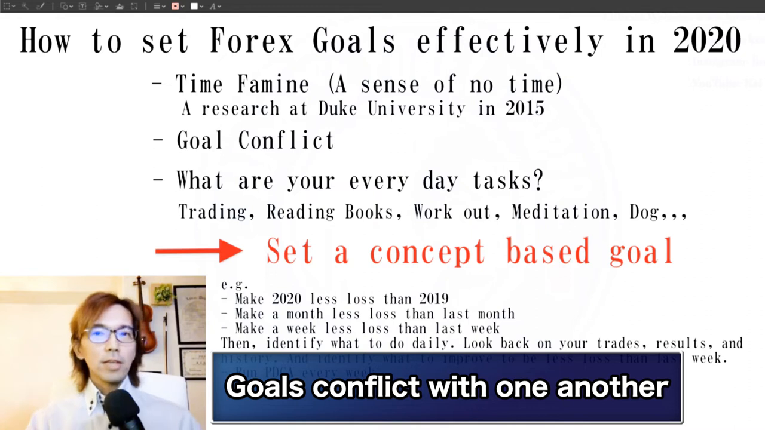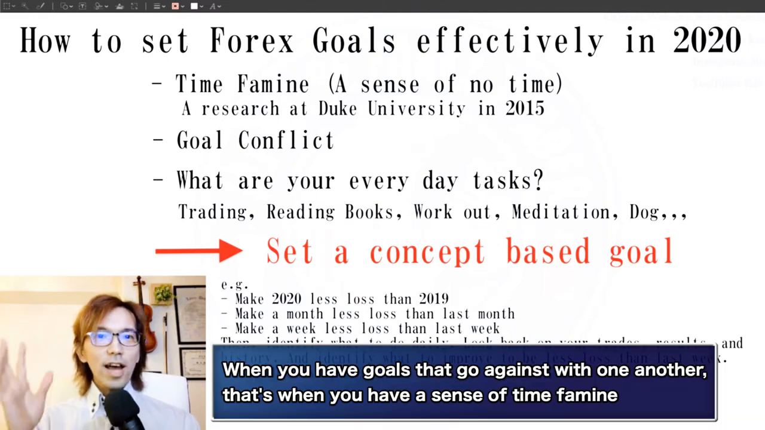Another example would be, let's say you determine to save money for the year, for example $10,000. But at the same time, you may think, oh, I want to take a trip to some countries. In that case, saving money and traveling outside of the country will conflict. Or I want to work out and lose weight this year, for example. But at the same time, you may feel, I want to drink a beer, or I want to have some steak.